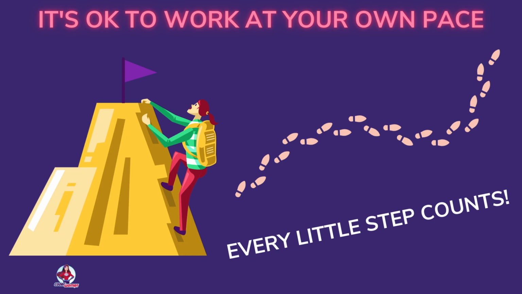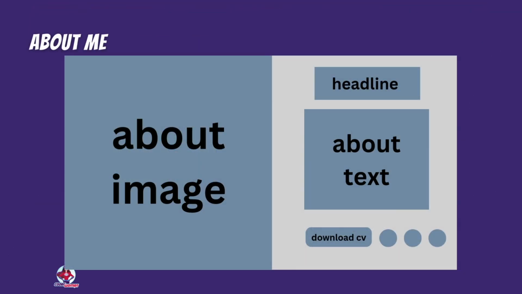Now let's talk about this video's task. Adding an image to the About Me section. We want it to look like the prototype. The image should fill all the space on the left side. How do we achieve this? I will guide you step by step.